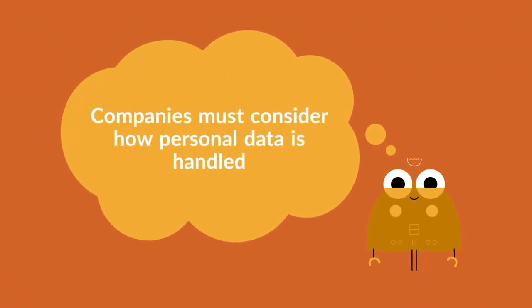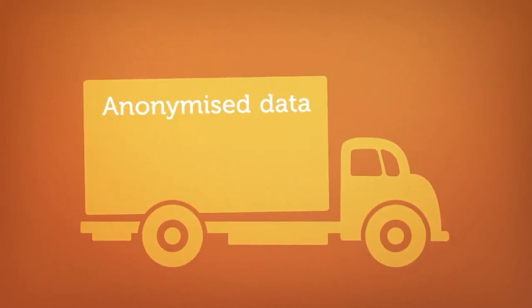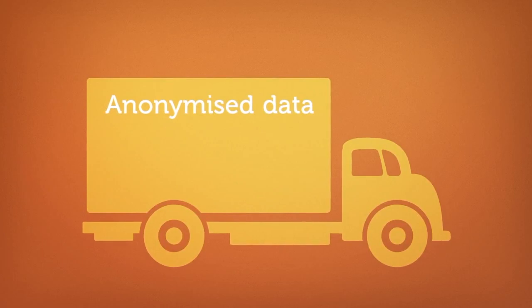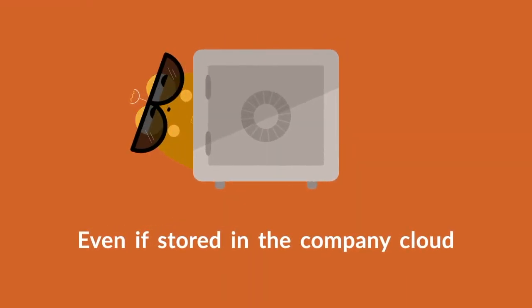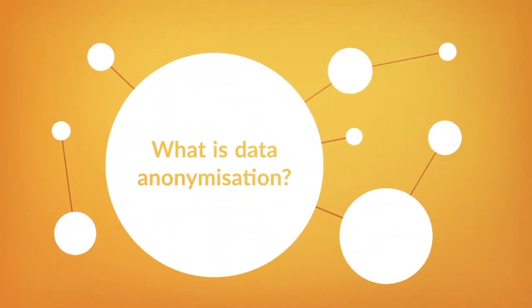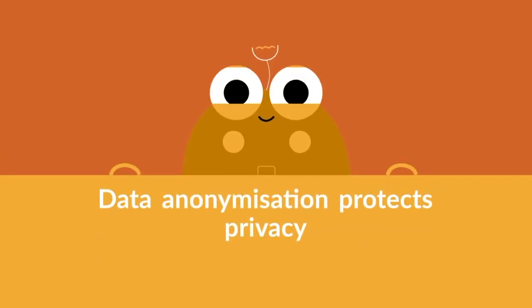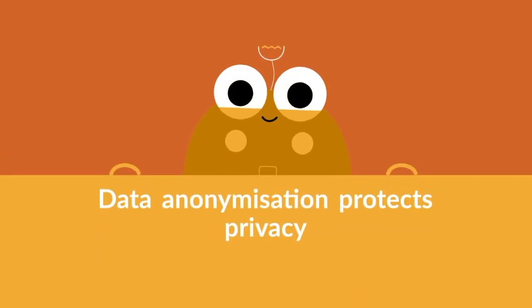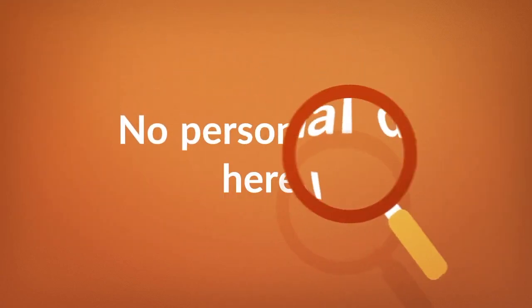This means that some personal data a company holds may have to be anonymized if it is to be transferred over a network or outside the organization, and even if it is stored in the company's cloud or internal systems as a safe means of keeping it accessible. But what exactly do we mean by anonymization? The purpose of data anonymization is to protect the privacy of the individual. During this process, sensitive data found in a text, documents, or recordings is stripped away, rendering it untraceable. The result is a collection of facts not related to any particular person.